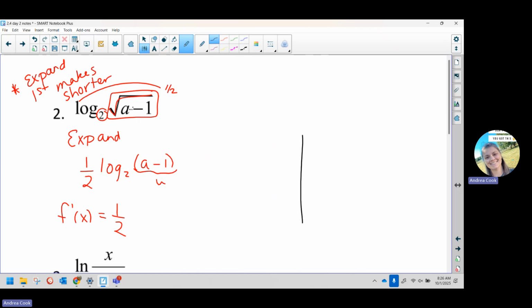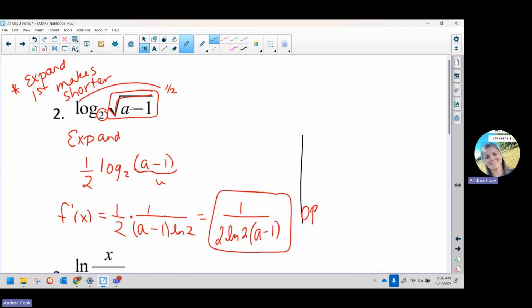So u prime over u is going to be 1 over a minus 1. And then because it's a base 2, I have to put ln 2 in the bottom. And because of the way I wrote this, I'm going to squeeze it in here at the end. And then these are multiplied together. I carried down the 1/2. I did my u prime over u, ln a. I'm just going to multiply straight across the bottom. So it will look like this. 1 over 2 ln 2 of a minus 1. Or 1 over ln of 4, a minus 1.